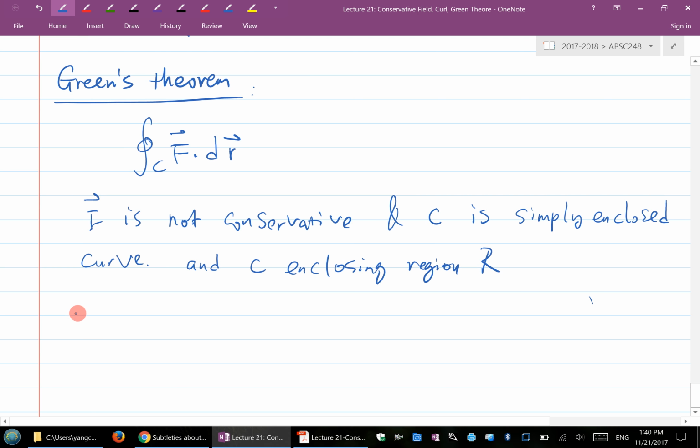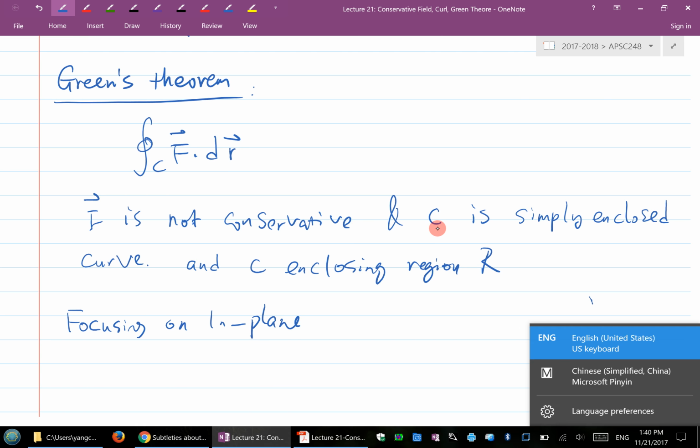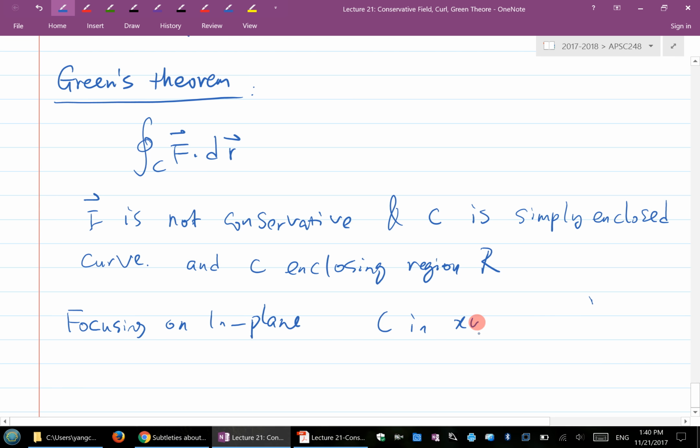Now Green's theorem focuses on the plane. In 3D, you could have a curve C enclosing R at different orientations, but that's going to be the last part, the Stokes theorem. So here we look at the in-plane case for Green's theorem. In plane basically means the curve C is in the XY plane, and region R, of course, is also in the XY plane.